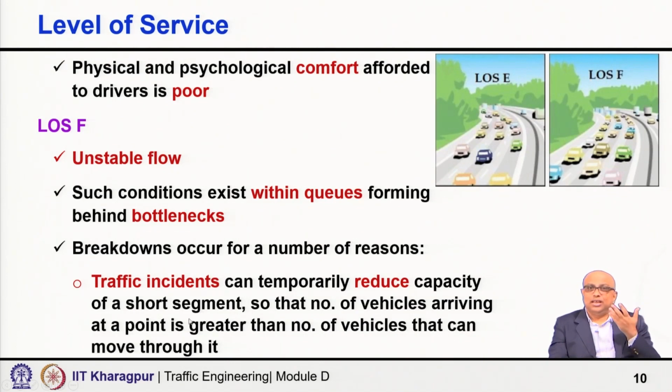For example, there may be a traffic incident which can temporarily reduce capacity. A vehicle breakdown has happened or a road accident has happened, which has temporarily reduced the capacity for a short segment. So, the number of vehicles arriving at a point is greater than the number of vehicles that can move through it. So, that is what I said, that the available capacity may be 2 lanes, but the demand is more than 2 lanes, that is approaching or trying to go.